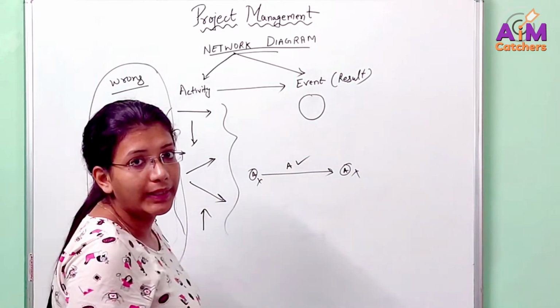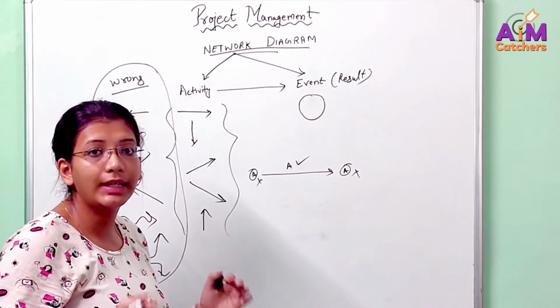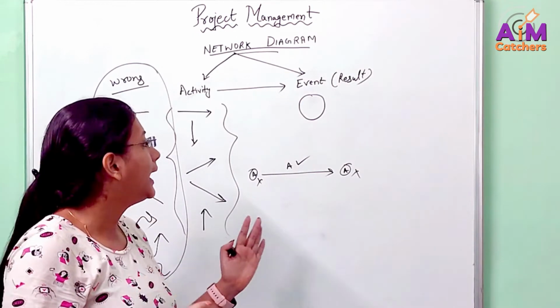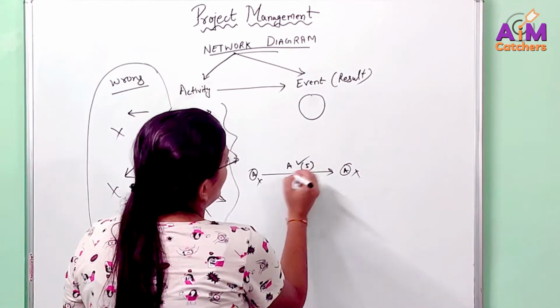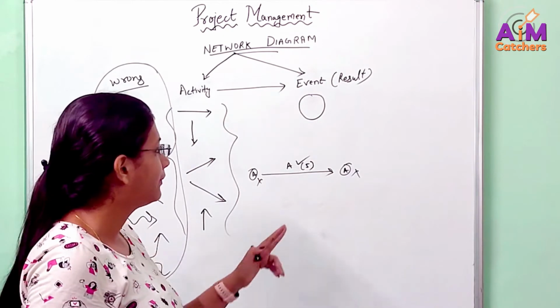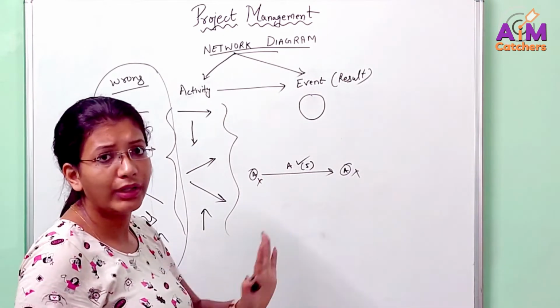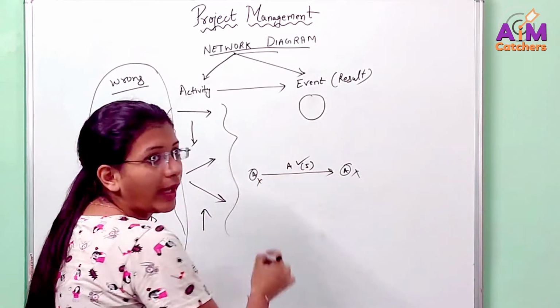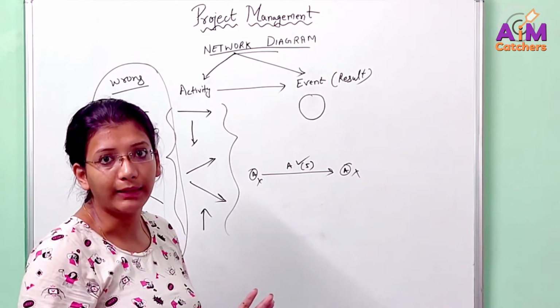The duration of any activity, the time that an activity takes, say 5 hours or 5 days or 2 hours, 2 days, comes just in brackets beside the name. Don't write it here and there or in any other format. Just write the name of the activity above the arrow, and in brackets write the duration of that activity.